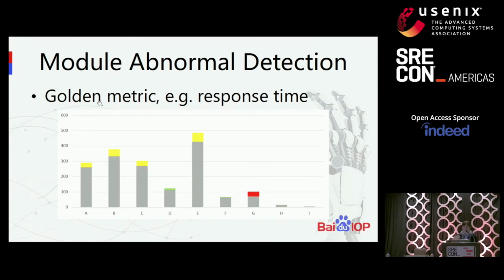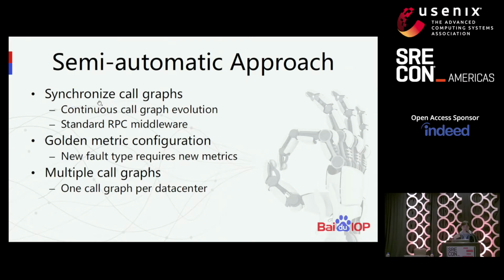When we used this tool, we found that many of our engineers just did not use the call graph. They used this histogram directly because the color gives recommendations to them. So it means that recommendation is very important. Besides this observation, we also found several other limitations of this semi-automatic approach.